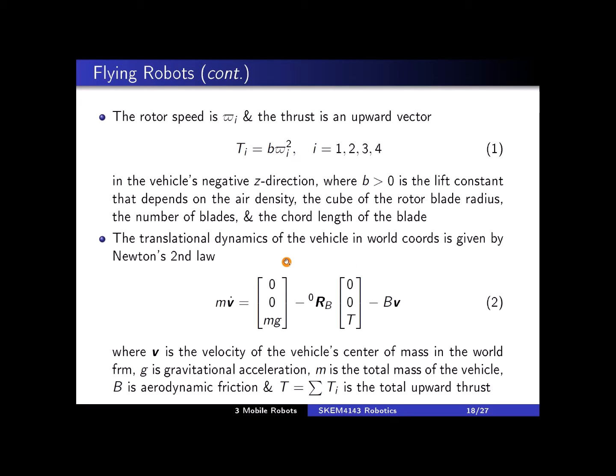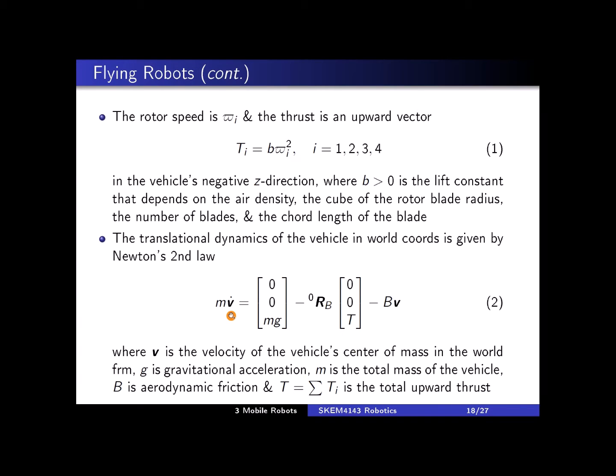The translational dynamics of the vehicle in world coordinates is given by Newton's second law. This is given by this equation. So as you can see, this is the translational dynamics. V is the velocity of the vehicle center of mass in the world frame. g is the gravitational acceleration. m is the total mass of the vehicle. b is aerodynamic friction. And T is the summation of all the Ti, which means T is T1 plus T2 plus T3 plus T4. It is the total upward thrust.